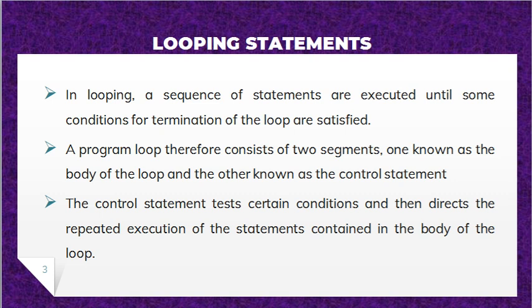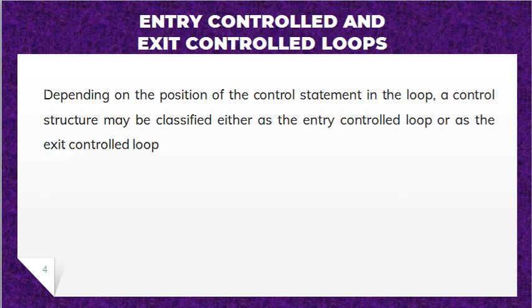First we have to check the control statement, and its value determines whether to repeat the set of statements in the body. So the control statement tests certain conditions and then directs the repeated execution of the statements contained in the body of the loop. There are mainly two types of loops, entry controlled and exit controlled loops. Depending on the position of the control statement in the loop, a control structure may be classified either as an entry controlled loop or as an exit controlled loop.